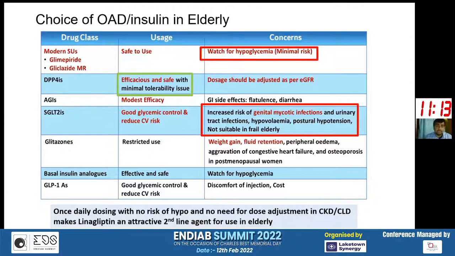So for those patients, as a second line agent, DPP-4 inhibitors are a very efficacious, safe agent with minimal tolerability issues. And particularly if we consider linagliptin, once daily dosing with no risk of hypoglycemia and no need for dose adjustment in chronic kidney disease makes linagliptin an attractive second line agent for use in elderly. Now, if we need insulin for intensification, then a basal insulin analog should be preferred. However, even in those cases, we have to watch out for hypoglycemia. And glitazone use is generally restricted because of the weight gain, fluid retention side effects, and of course, osteoporosis in postmenopausal women.